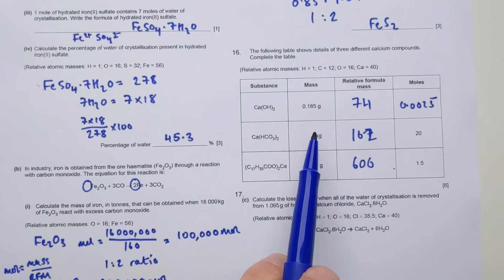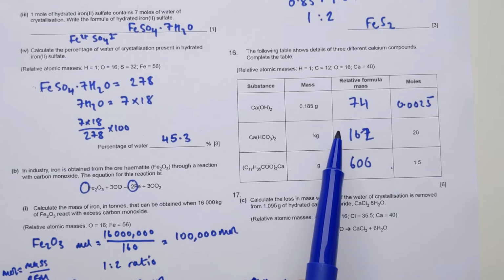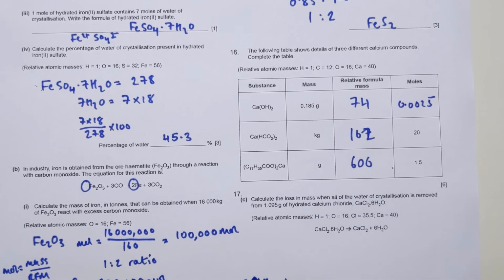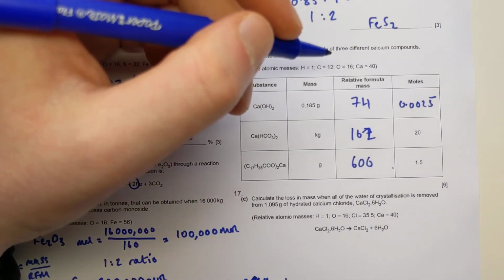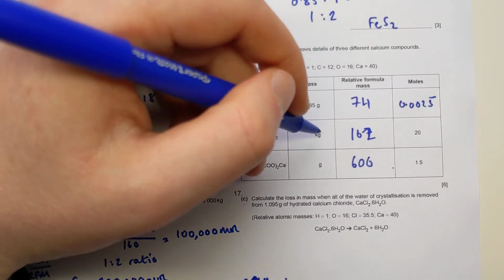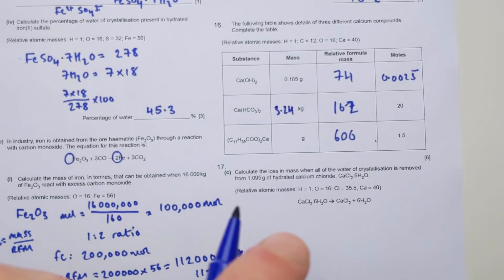With this one, you've got missing mass, you've got the RFM, you've got the moles. Mass equals number of moles times RFM, which gives you 162 times 20. That's going to give you 3,240 grams. You have to make it into kilograms though, so 3.24 kilograms.